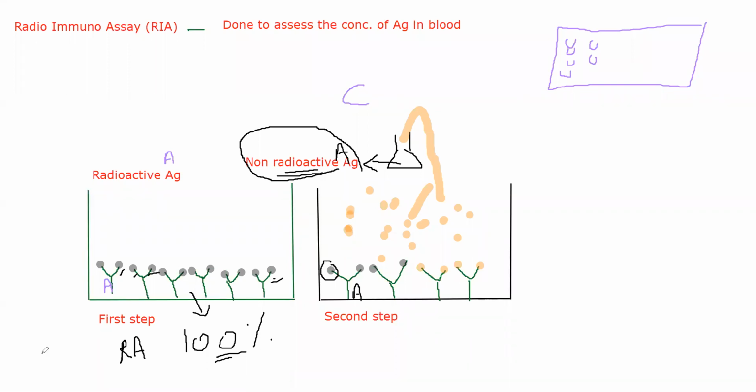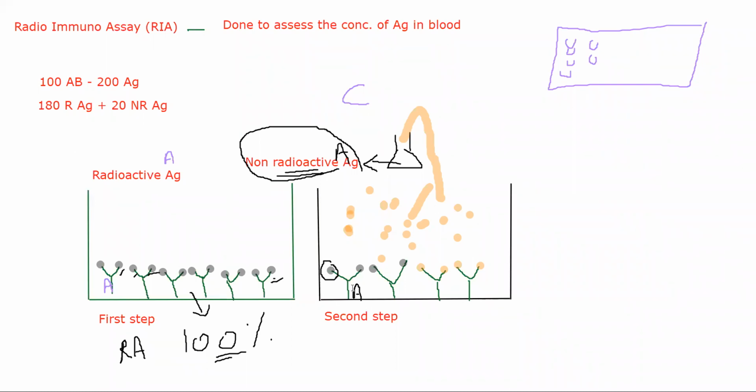Now, for example, let's suppose I initially had 100 antibodies, right? 100 antibodies were present. These were corresponding to 200 antigens, correct? Now, in the second step, when I'm adding non-radioactive antigens, I will have 180 radioactive antigens plus 20 non-radioactive. So NR is non-radioactive antigens. Do you understand what is happening up to here? Yes, sir.